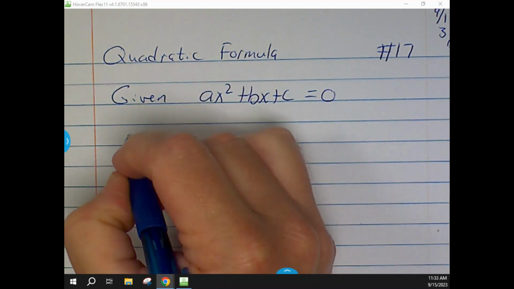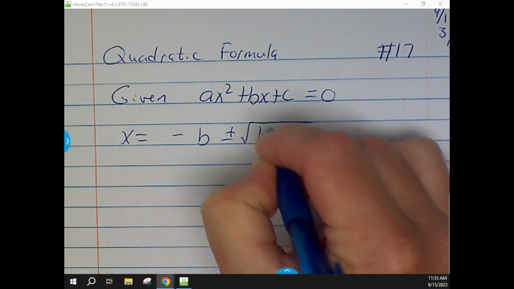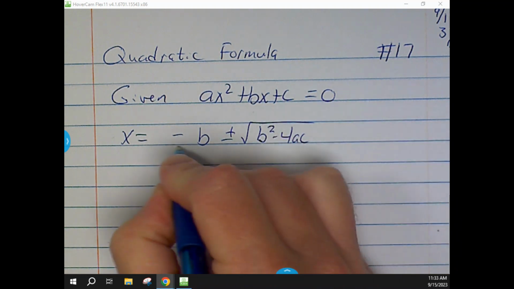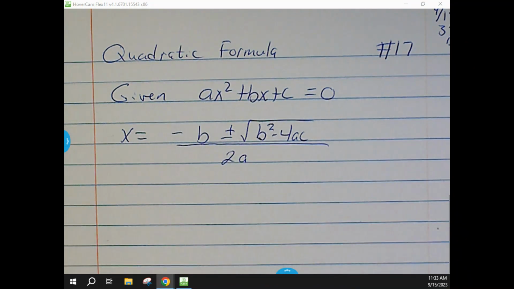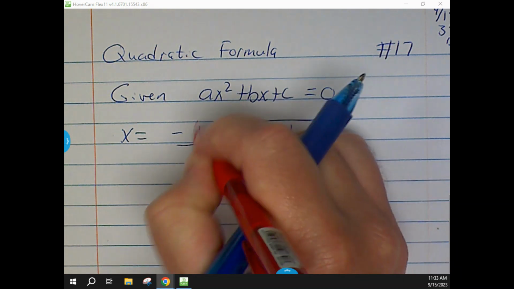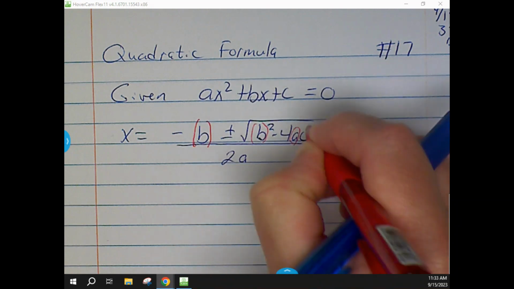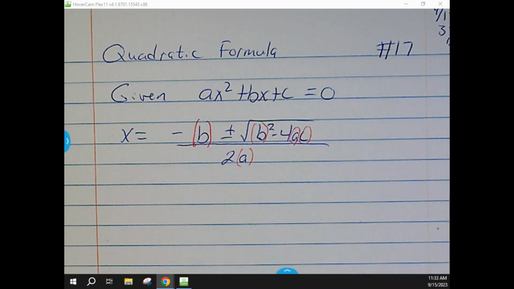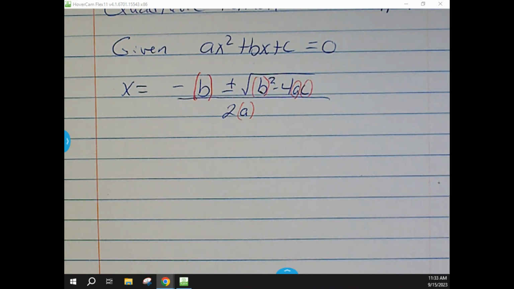So here's what your quadratic formula is. Now, one small thing we're going to add: when you plug in A, B, or C, we're going to put those in parentheses. Again, we will do almost all of that in the calculator. The more parentheses we use, the easier it is not to make mistakes as we go through this.